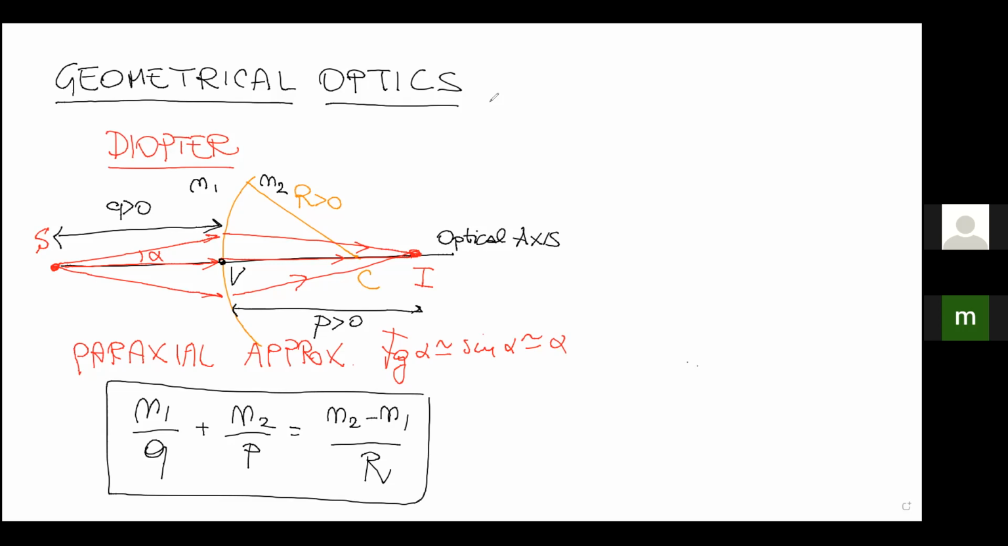We made some examples, and we have shown that there are two foci of this system, and that depending on the radius of curvature and the relative value of the two refractive indices, you can have that the foci are along one direction or they are in the opposite direction.